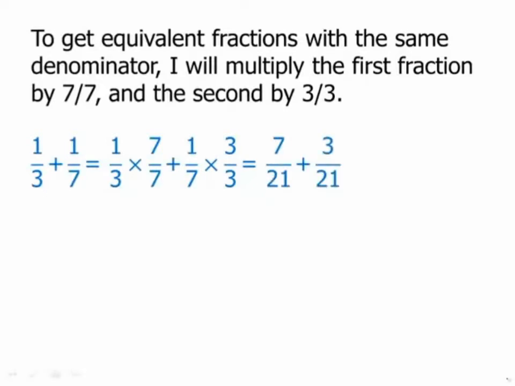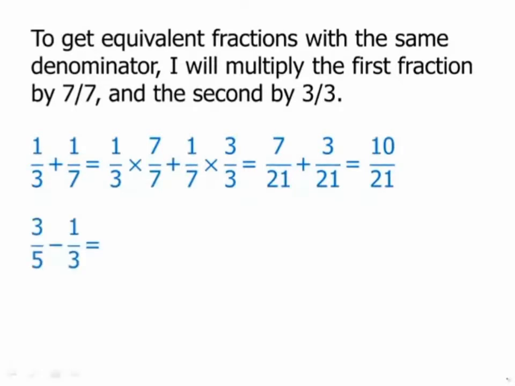I get these fractions. 7/21 is another way of writing 1/3, and 3/21 is another way of writing 1/7. But writing them this way, now they have the same denominator. Now we can just add: 7 plus 3 is 10. We get 10/21, and that's the sum.